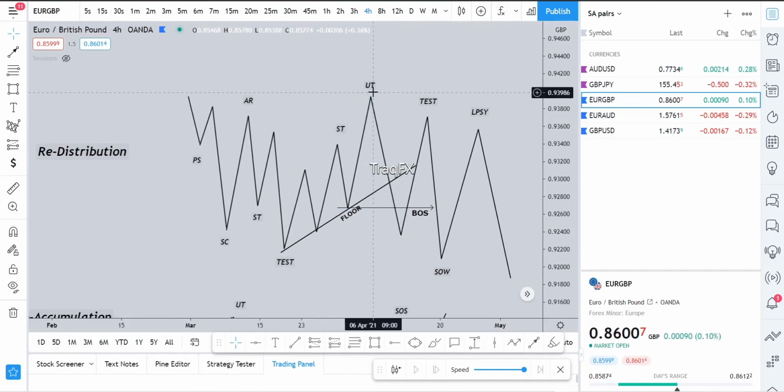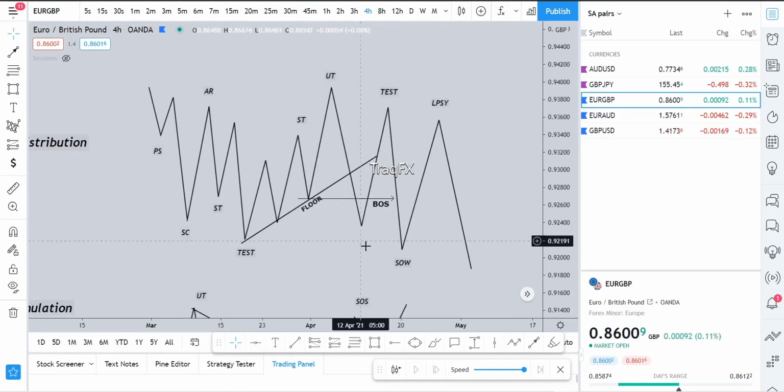Number one, price has to come down and break below this structure right here. This low has to break below it, so we need to see a BOS, and it has to break through this trend line. If it does both of these things, then we can look for an entry at our test and last point of supply.